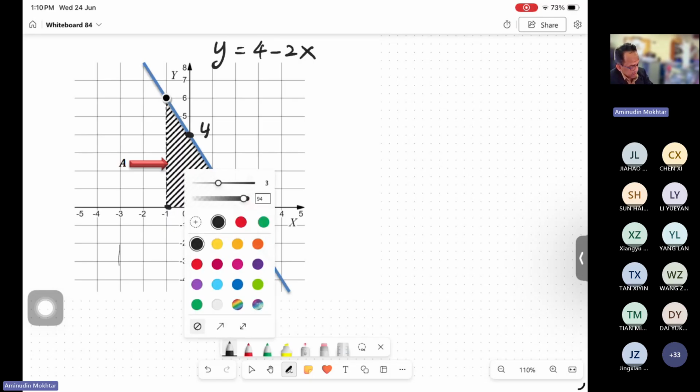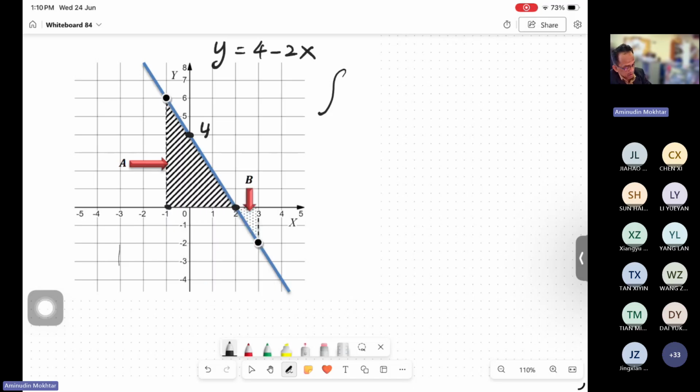If you find the area by using this equation, let's say you find the definite integral of 4 minus 2x dx from x equal -1 until x equal 3, that is wrong. It's not correct. First, we need to identify the actual area.